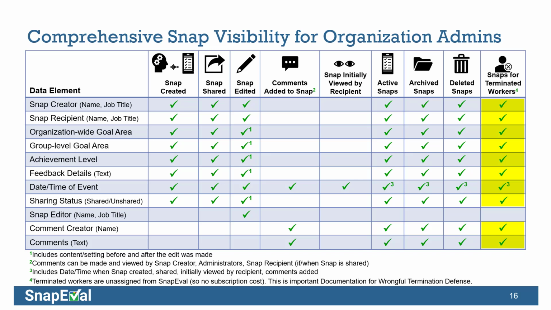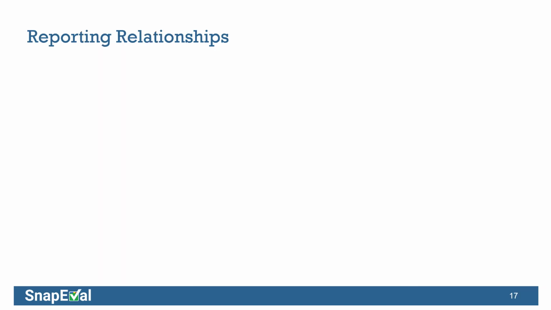On the contrary, when you run reports for that employee, you can see all the snaps that they received while employed. So it doesn't cost you anything for employees that are no longer with your company to still be able to access all the feedback that was given to them while employed, including all the data elements you see here. Because again, this is the most important documentation for you in the event of a wrongful termination defense. So this is basically the life cycle of a SNAP and the fact that you as the organization administrator have full visibility to it through its whole life cycle.